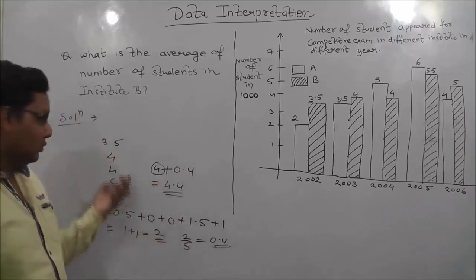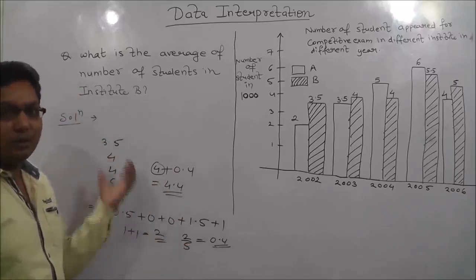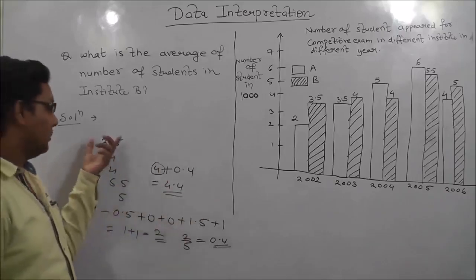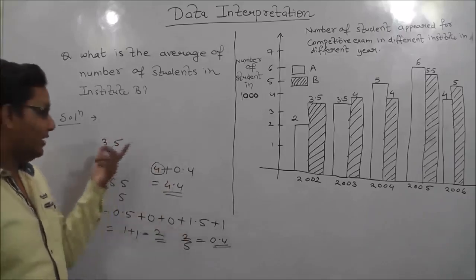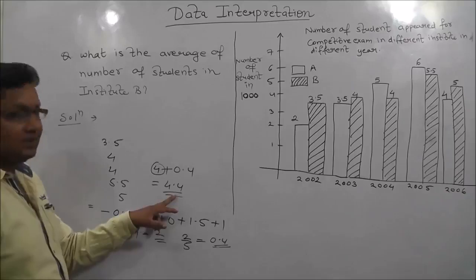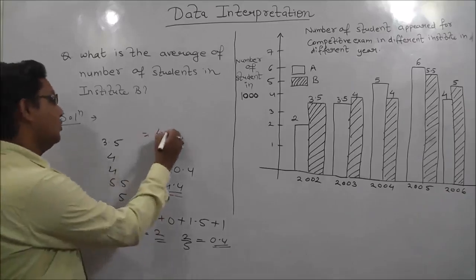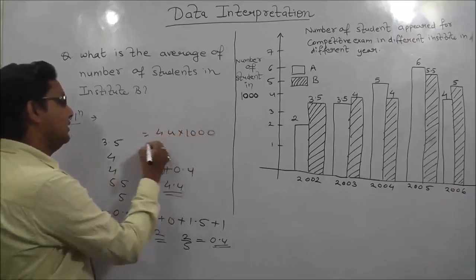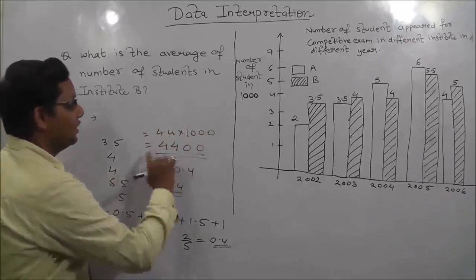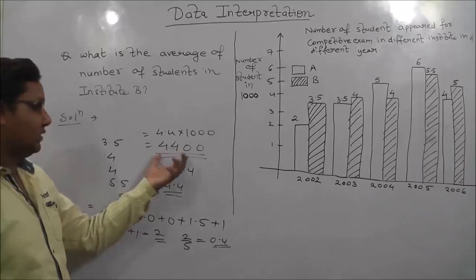So if you are thinking that it is taking time, but if you practice this concept of average, you can, because if the numbers are large, you can find this method very easy. Okay, so 4.4 is the average, but it is in 1000, so our average will be 4.4 into 1000, that is 4400. So this is our answer.